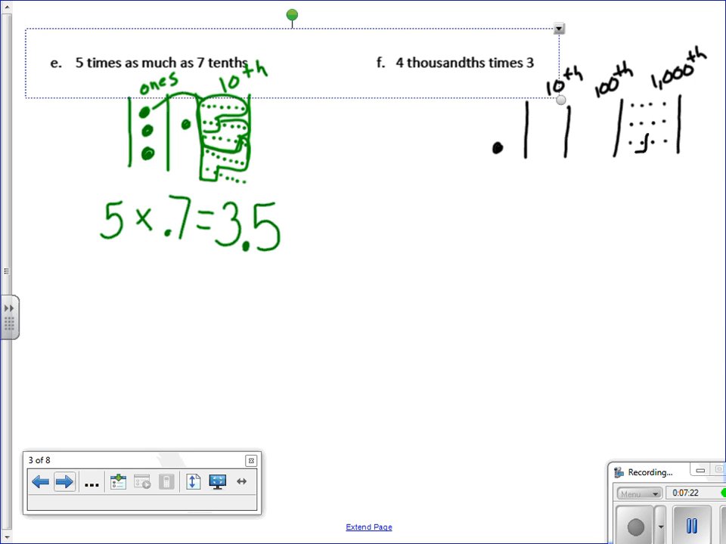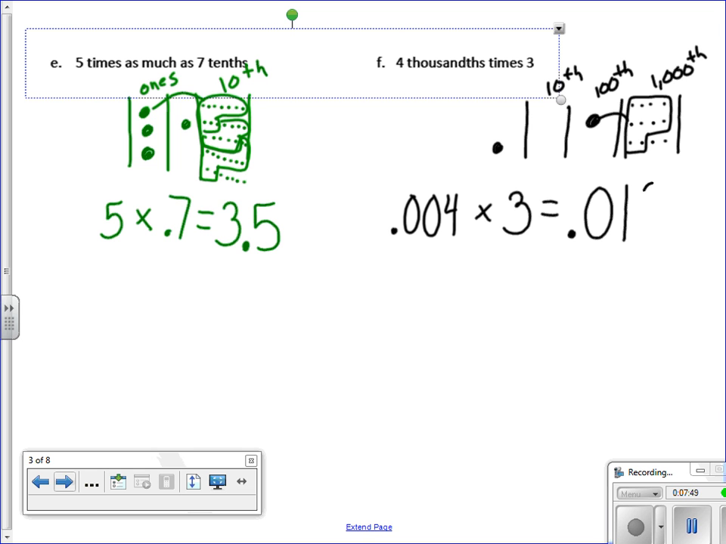4, 8, 10. Here's one group. We move it over, make a chip that's just a little bit bigger. Can't move anything else, so we have 4 thousandths times 3, and that's going to equal decimal point. We have no chips in the tenths, 1 chip in the hundredths, and 2 chips in the thousandths.